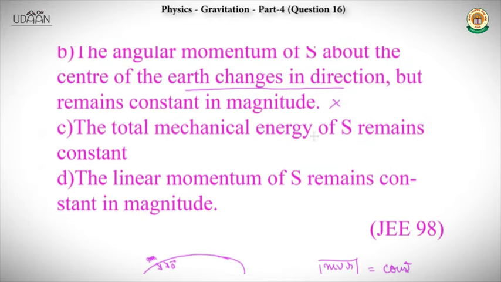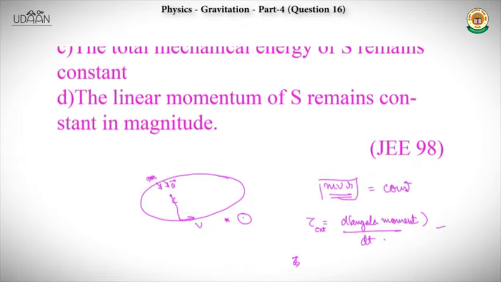Now, the total mechanical energy of S remains constant. So the total mechanical energy will remain constant, but it is an elliptical orbit, so the potential energy, kinetic energy and linear momentum vary periodically. That is, they'll increase and then they'll decrease. Therefore option C is correct and D is incorrect. The linear momentum also remains constant? This is also incorrect because the velocity changes. So this is about it.